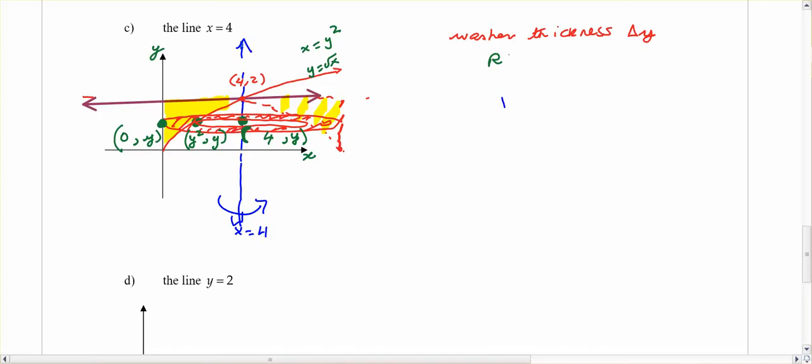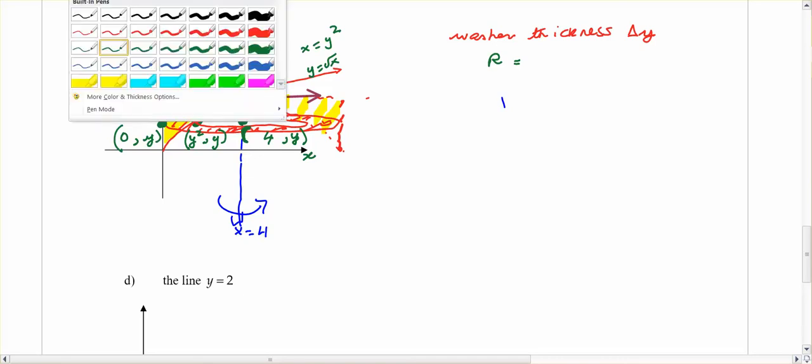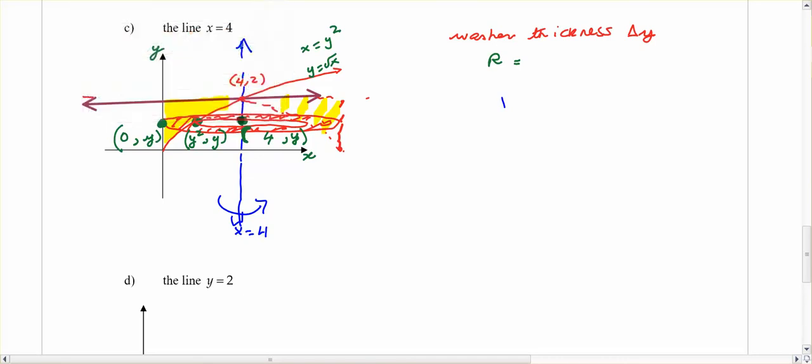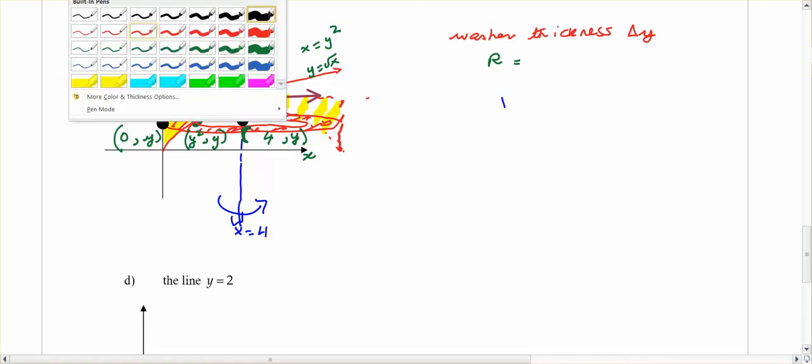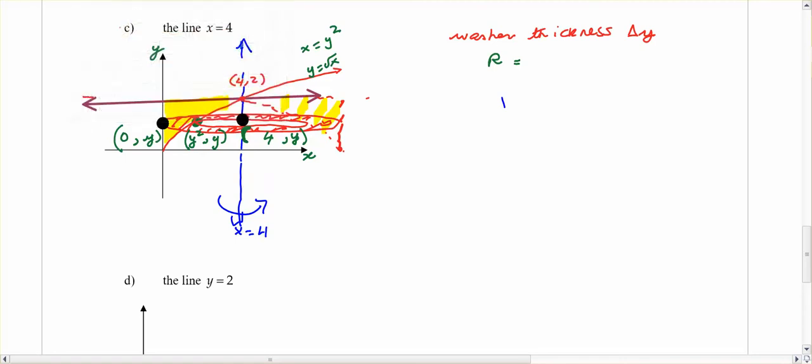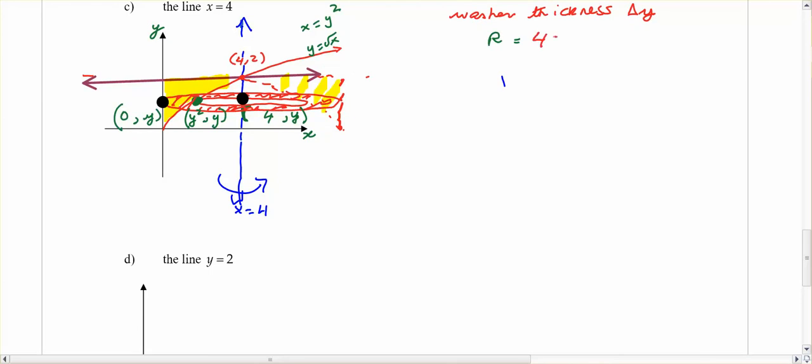So big R is what? The distance between the center and the outer rim. So let's identify the center and the outer rim. Here's the center, here's the outer rim. Okay, so I'm going to do the right x minus the left x. Want to be sure we get the signs right. So it's going to be 4 minus 0, which of course is just 4.